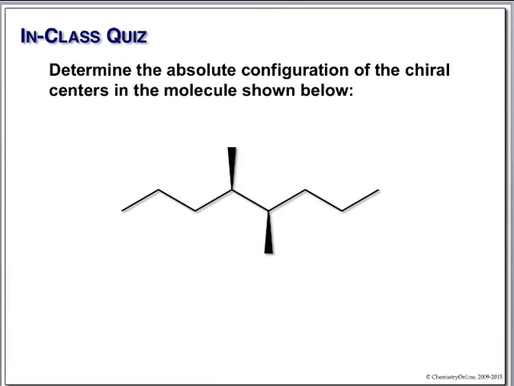Go ahead, do this guy. Hydrogens are back. All you have to do is assign priorities. Again, this has meso potential, doesn't it? We can imagine a plane right here. All right, our priorities. Remember the hydrogen is back. So that's going to be 1, 2, and 3. That's going this way, and it's an R.